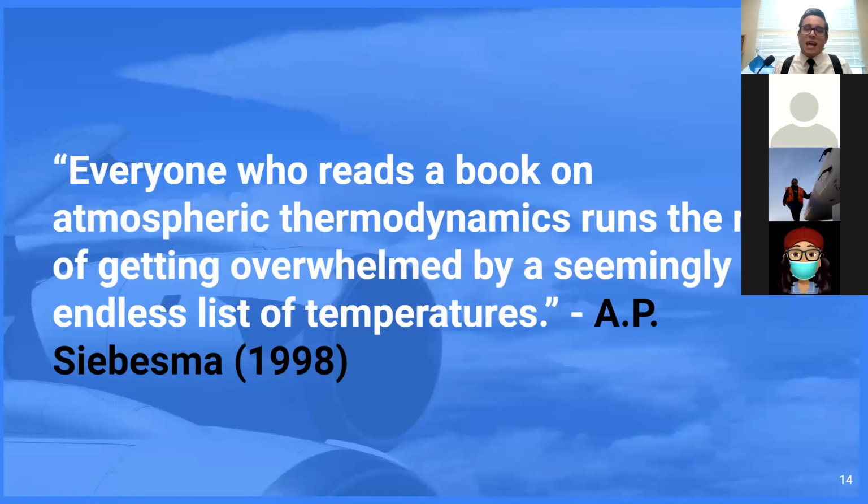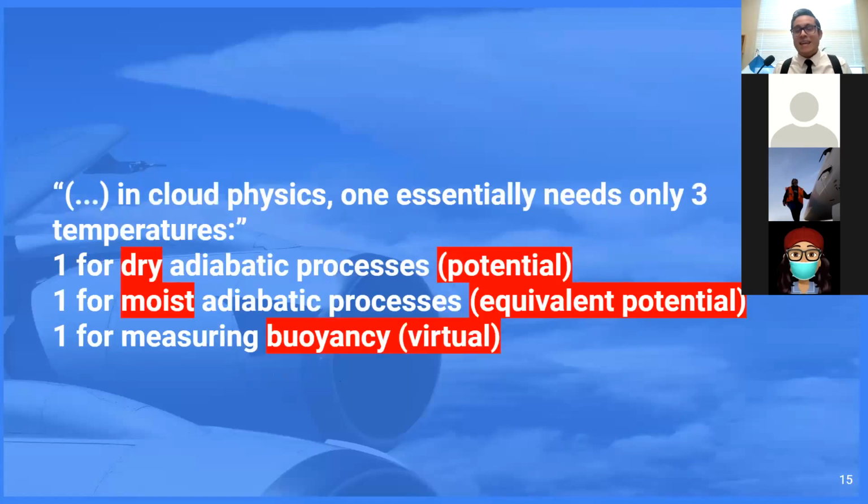So, everyone who reads a book on atmospheric thermodynamics runs the risk of getting overwhelmed by a seemingly endless list of temperatures. This is in the book of A. P. Siebesma, and I actually thought it was really funny, and it's very true. But in cloud physics, he says, one essentially needs only three temperatures. One for dry adiabatic processes, which is potential temperature. One for moist adiabatic processes, equivalent potential temperature. There are other ones, but there's basically this one. And one for measuring buoyancy, which is virtual temperature.